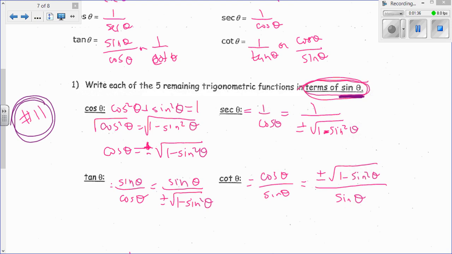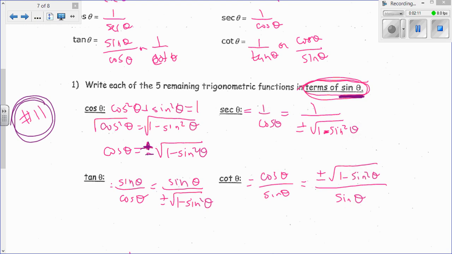So cosine theta, in order to get it in terms of sine, we have to use the Pythagorean identity, cosine squared theta plus sine squared theta equals 1. And I need to get cosine alone, so I'm going to subtract sine squared theta from both sides. So that's why I have 1 minus sine squared theta. And then to get cosine to not be cosine squared, I take the square root of both sides. And when I do that, I get cosine theta equals, that's supposed to be plus or minus, the square root of 1 minus sine squared theta.